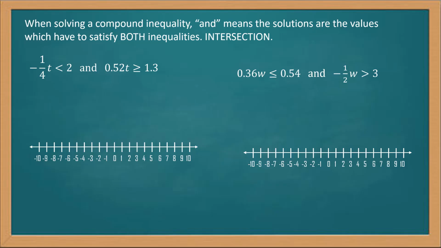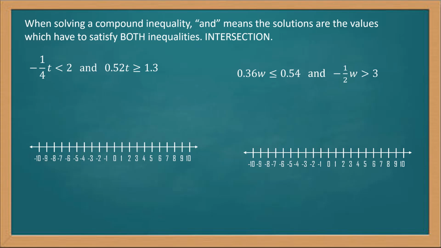Now we have some inequalities where you have an and between the two inequalities. And when you have that and, it's talking about an intersection, which means that you only want to graph the values that fit in both inequalities at the same time.